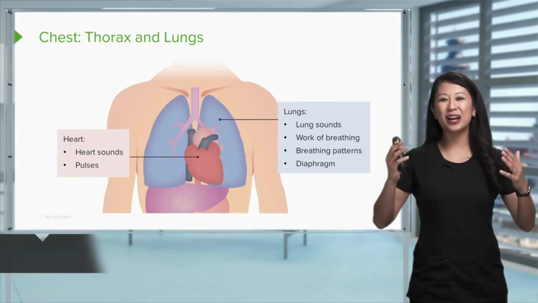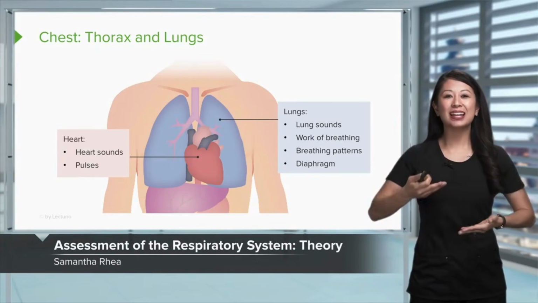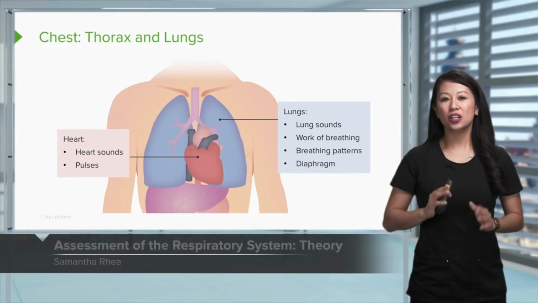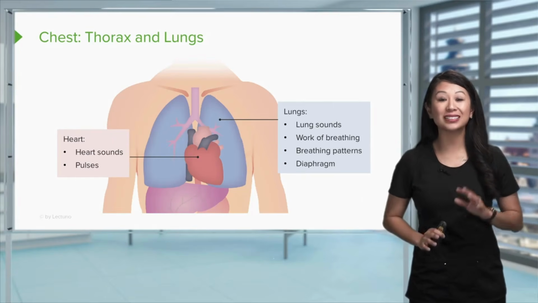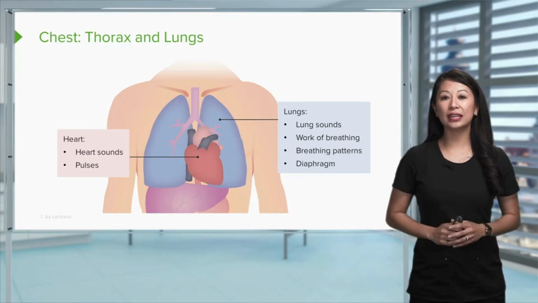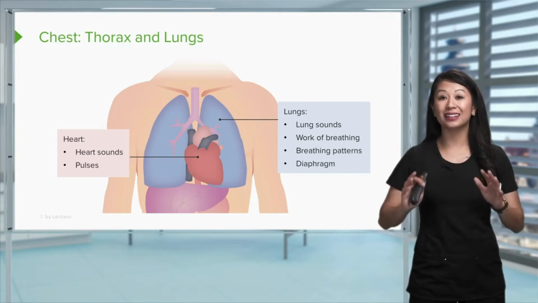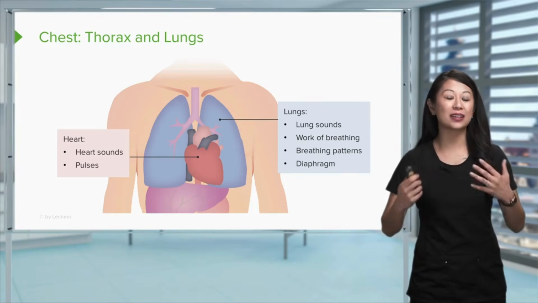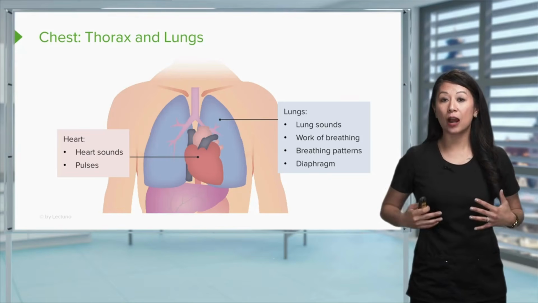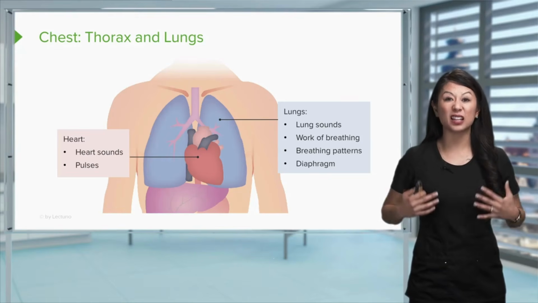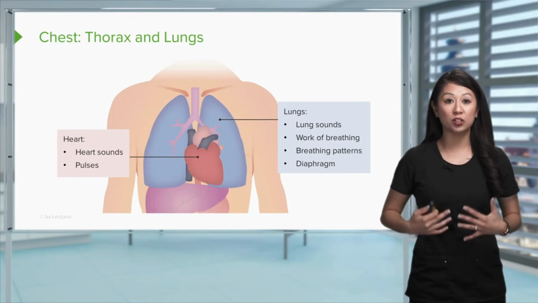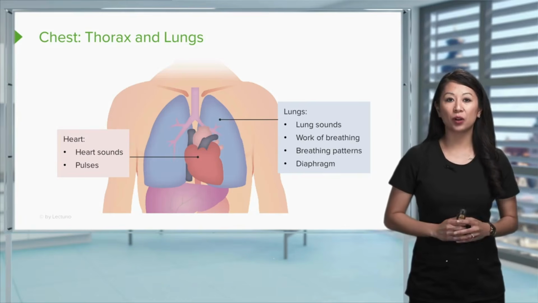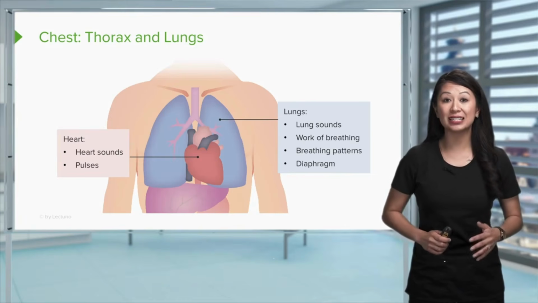Now we've gotten past our head and neck, and we're getting to our chest. Here is the portion where we're going to look at the thorax, which includes the lungs and the heart. When we're looking at our lungs, don't forget to listen or auscultate. We're going to get our lung sounds. We're going to see how hard their work of breathing is. Is it labored? Is it fast? What's their pattern and what's their diaphragm doing? Also, when we look at their heart, we're going to look at what their pulse is like and also any sort of heart tones.